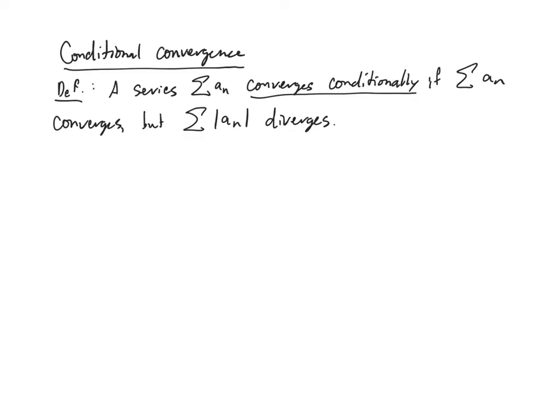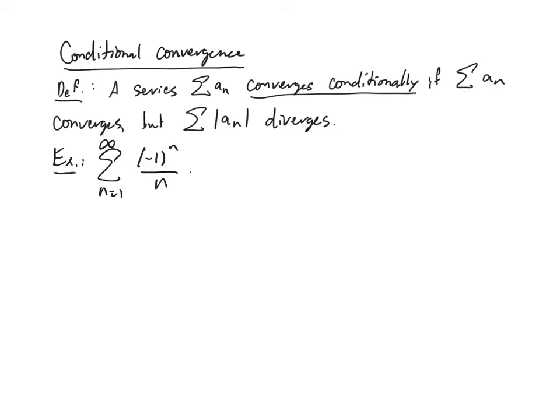Okay, so what happens if we have something a little different? What happens if we have a series that converges, but if we look at the series formed by taking the absolute values of each term, we get something that's divergent? This is what's known as conditional convergence. A series with terms a sub n converges conditionally if that series itself converges, but the series with terms absolute value of a sub n diverges. So the most common example of that is the sum from n equals 1 to infinity of negative 1 to the n over n.